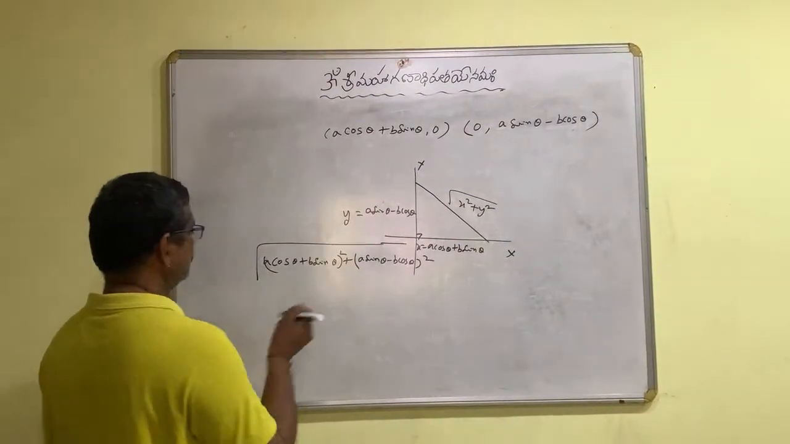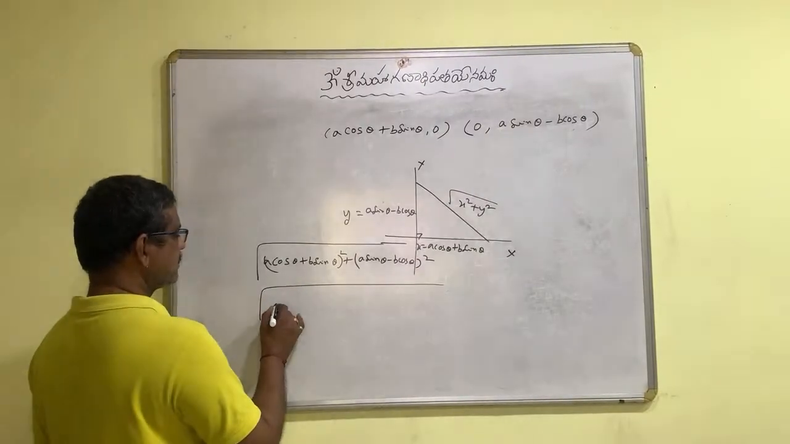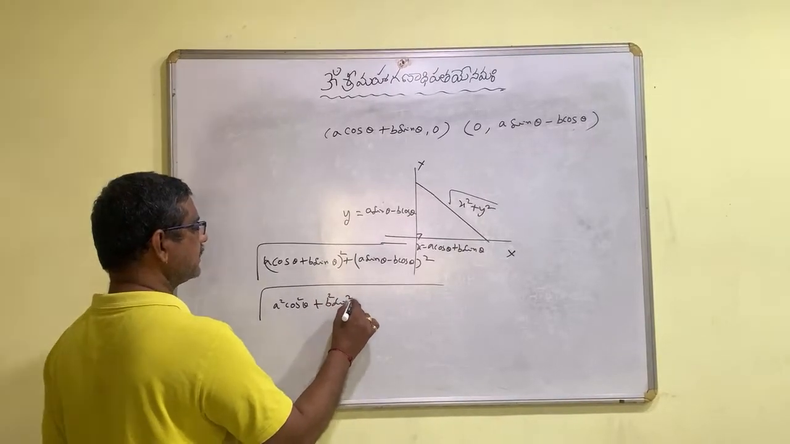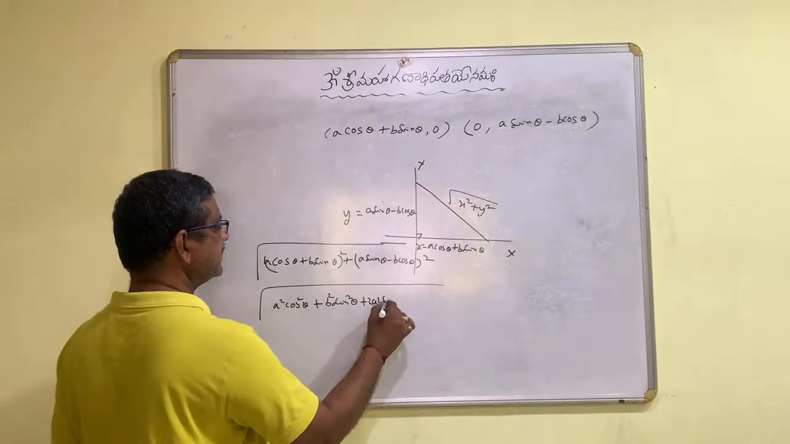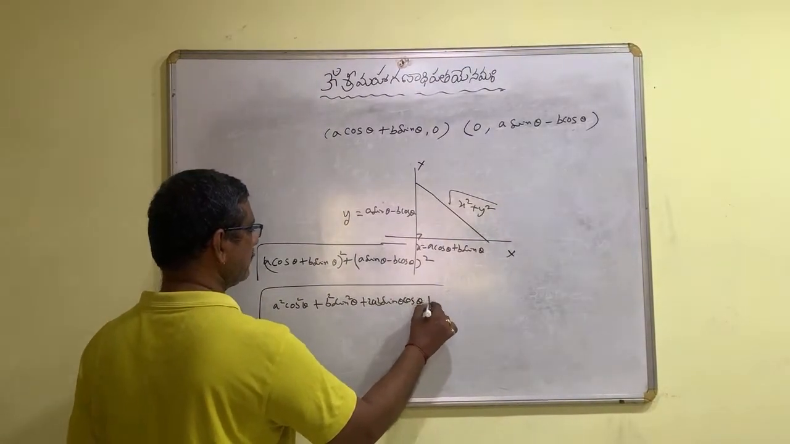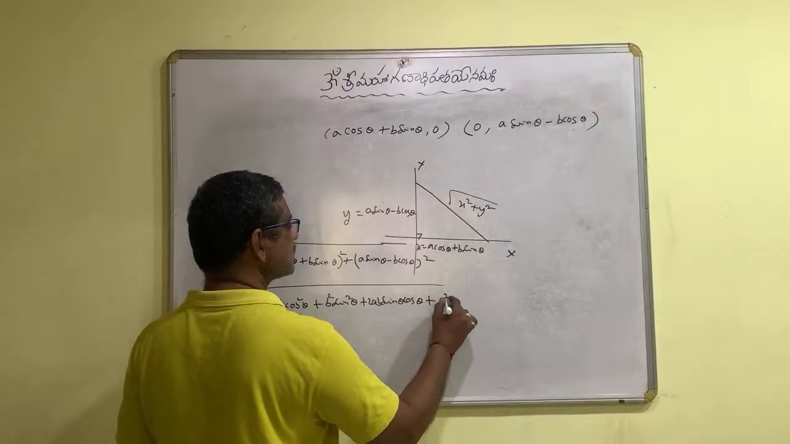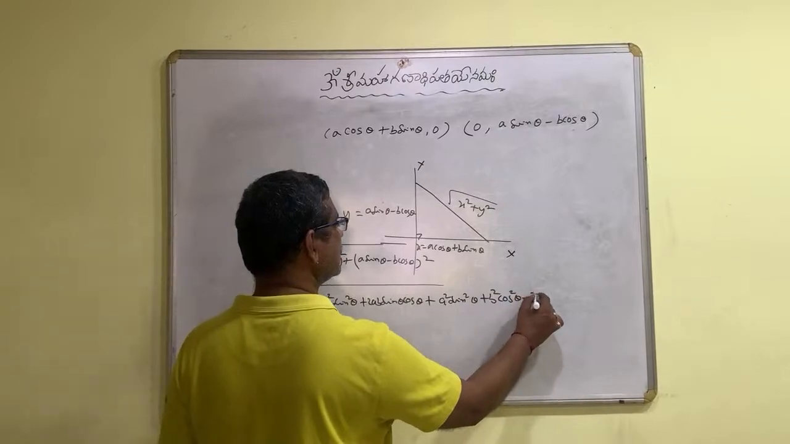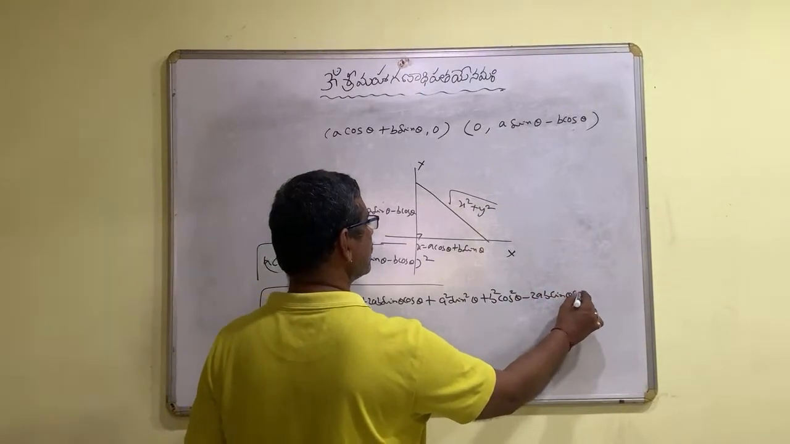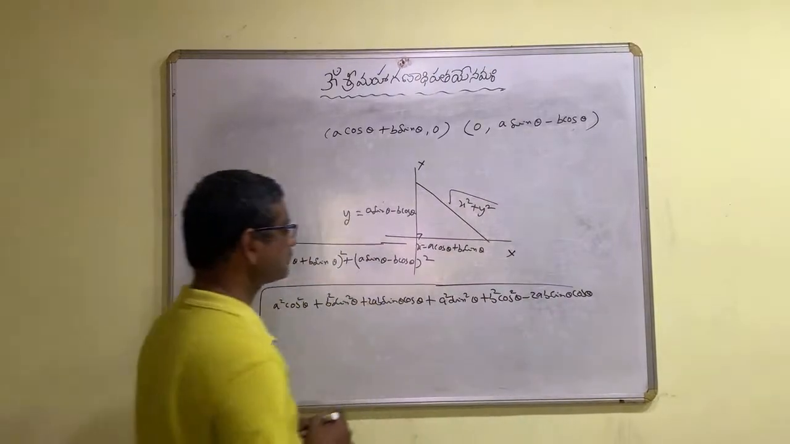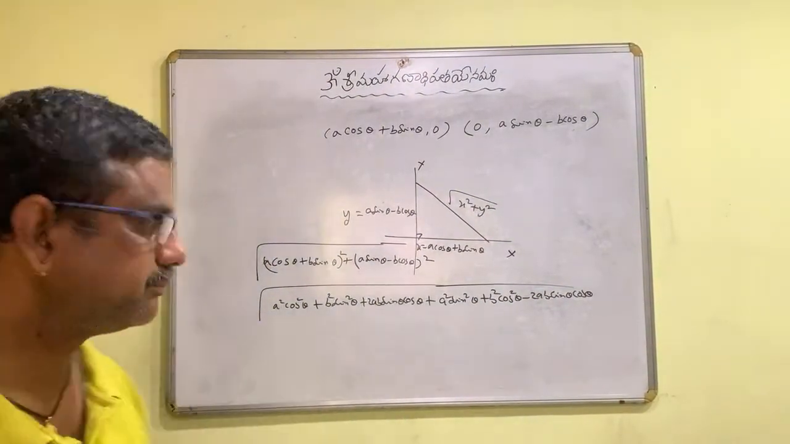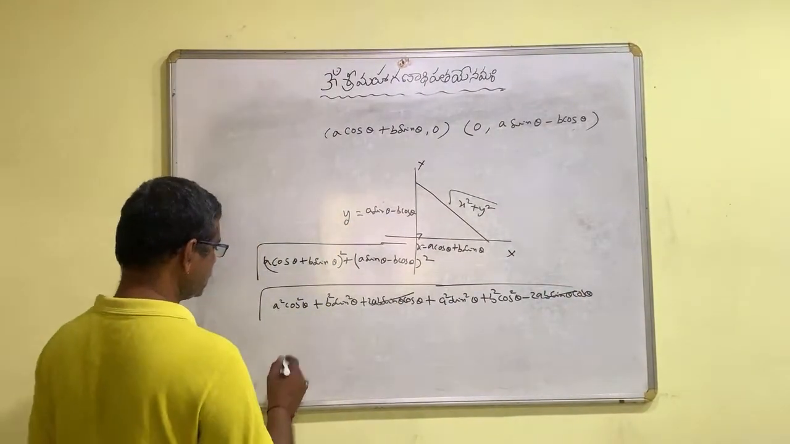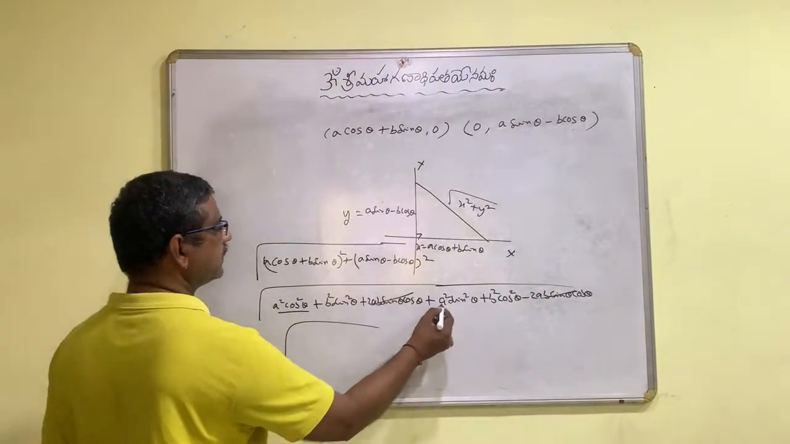Now, a square cos square theta plus b square sin square theta plus 2ab sin theta cos theta plus a square sin square theta plus b square cos square theta minus 2ab sin theta cos theta. Okay, now cancel these two. What you will get? A square cos square theta, a square sin square theta.